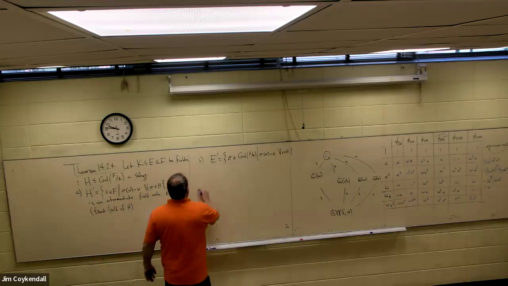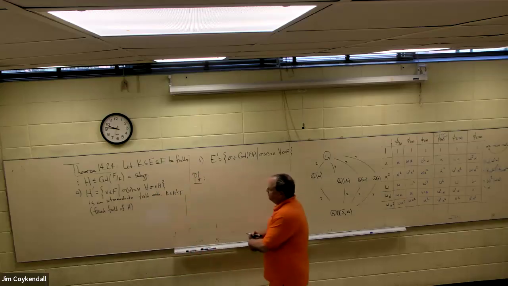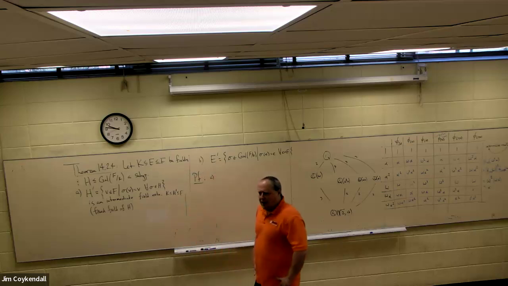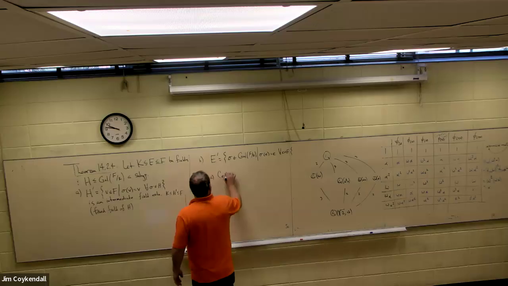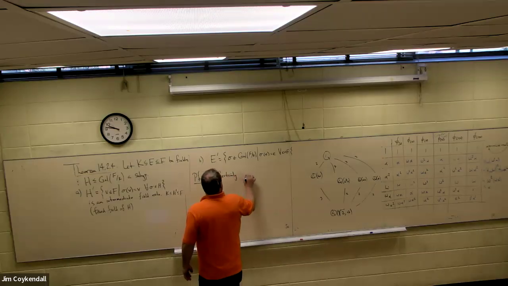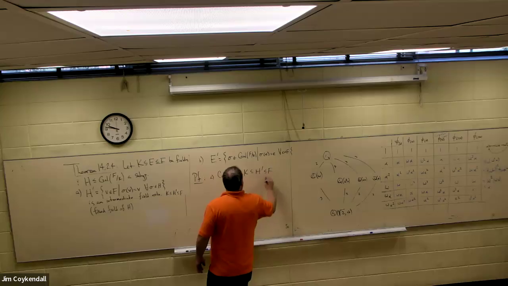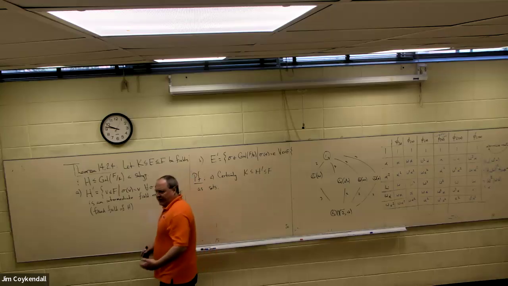Let's at least outline what this is. I need to show that H prime is an intermediate field extension. Well, let me first settle something. Certainly, as such, this is true.